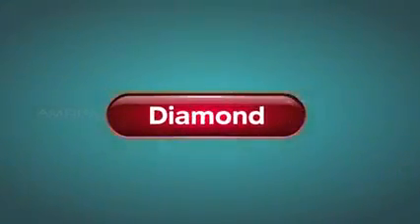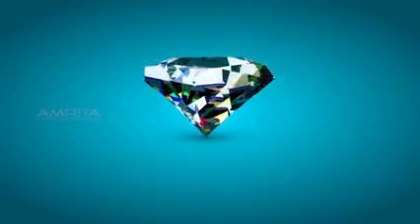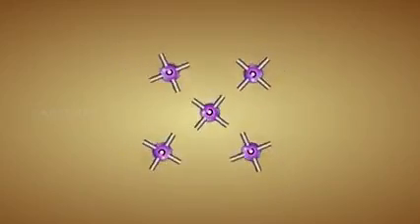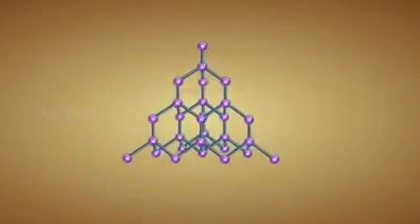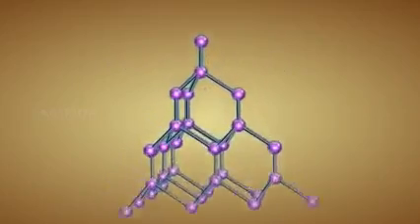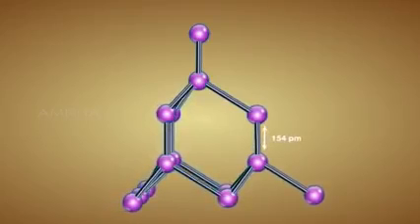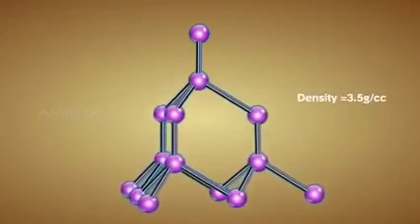Diamond. Diamond is the hardest crystalline form of carbon. In diamond, each carbon atom is linked to 4 other carbon atoms by covalent bonds forming a rigid 3-dimensional structure. Each C-to-C bond length is 154 pm. Diamond's density is equal to 3.5 grams per cc.